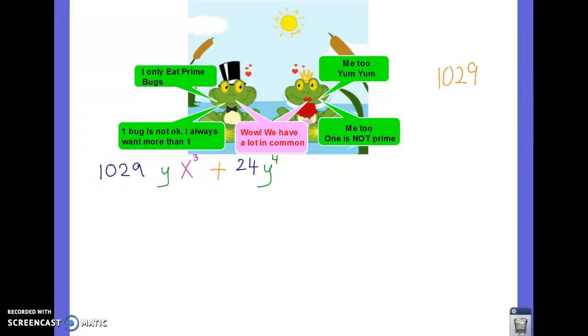Since many of you requested that I review prime factorization, I want to go over a problem that involves both factorization of cubic sums and differences and prime factorization. So let's look at the problem. 1029yx cubed plus 24y to the power 4.